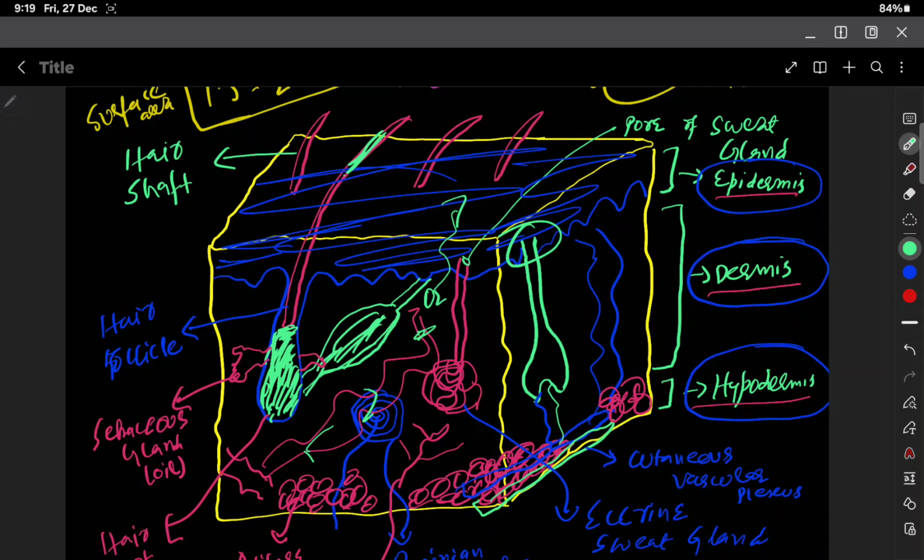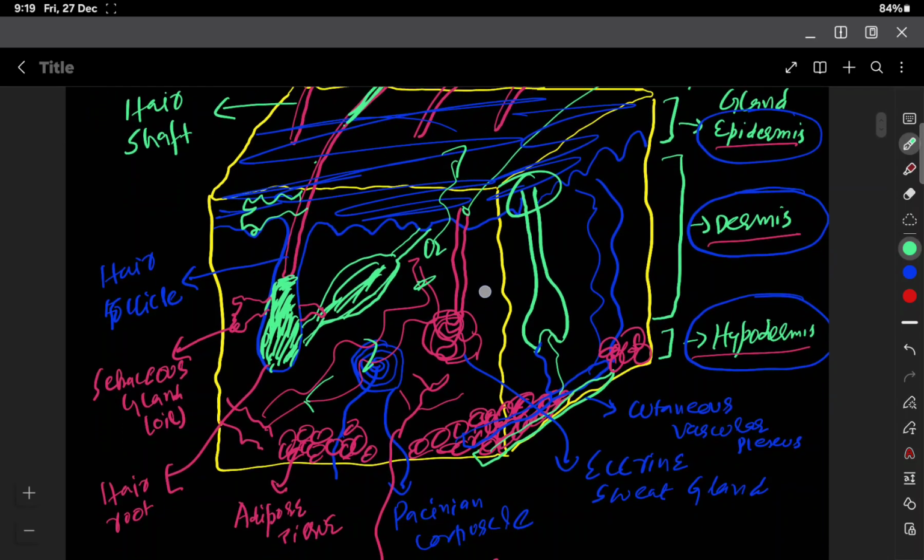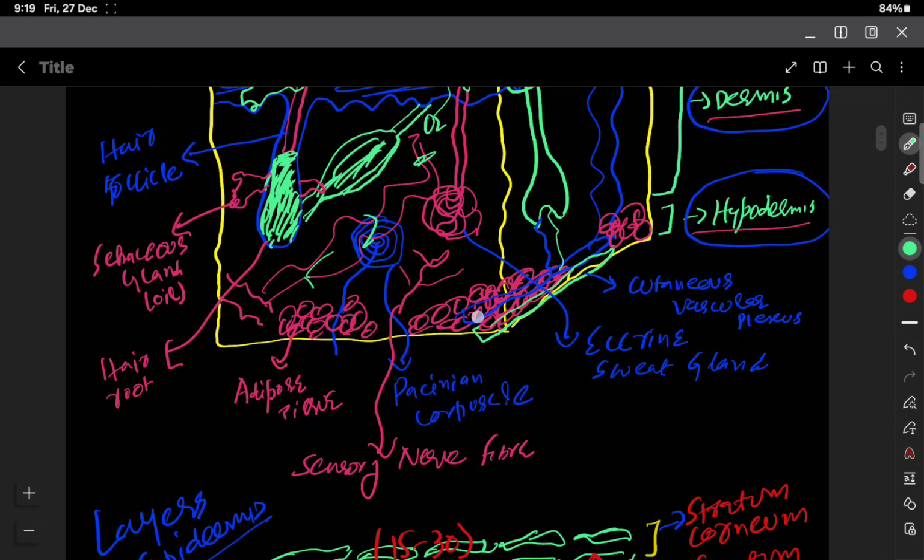Sebaceous glands are also present here. You can see the sebaceous glands. This is the sebaceous gland, so it is present in the epidermis also. The sebaceous gland secretes sebum. If the sebaceous gland gets clogged, it can lead to acne. So these all open in the epidermis.